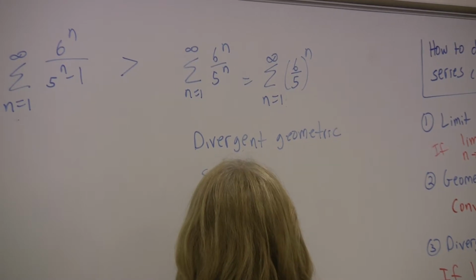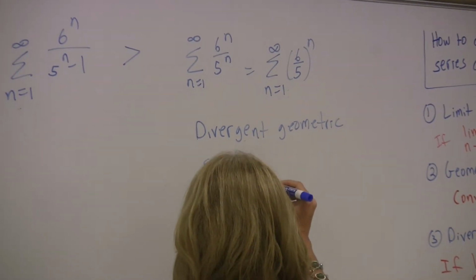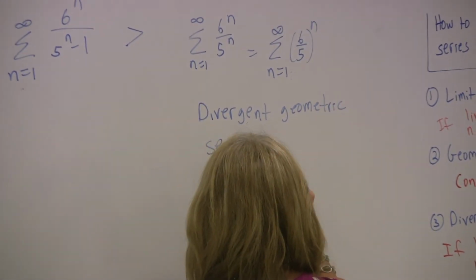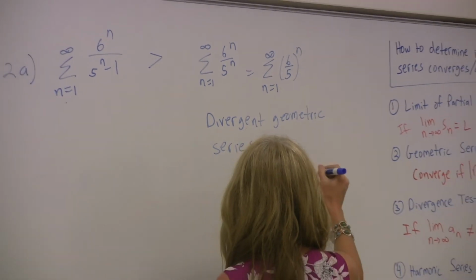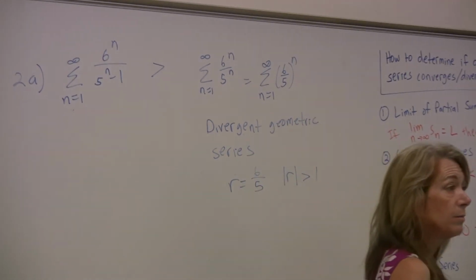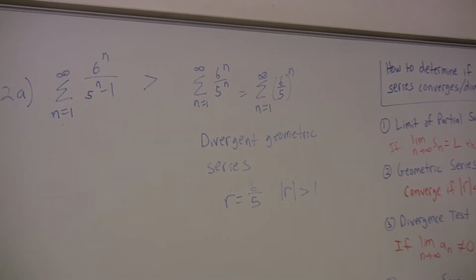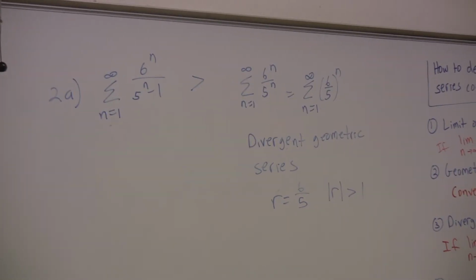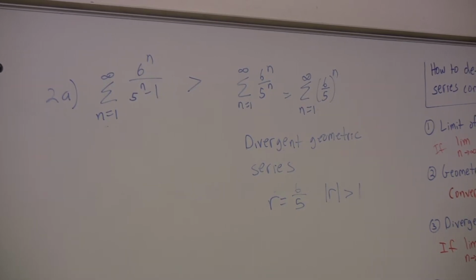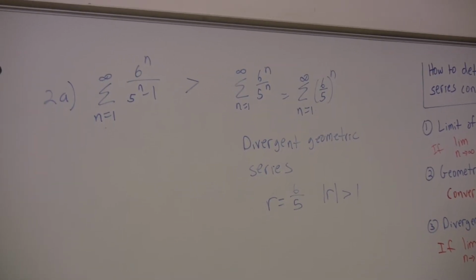Because R equals 6/5, and the absolute value of R is greater than 1. Or you could have used the divergence test, it's approaching infinity, so it's not 0 when it diverges. So it's a divergent series.